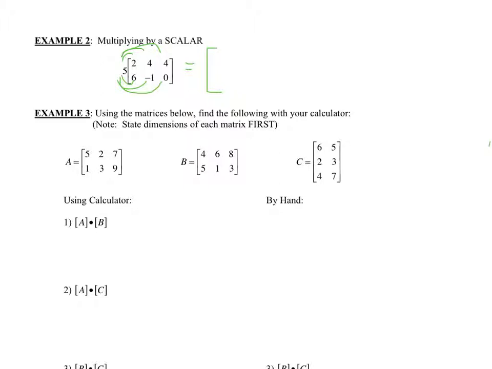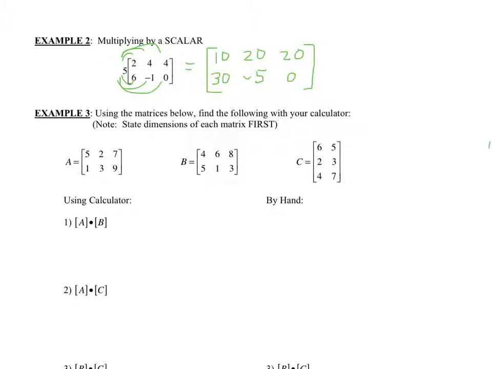5 times 2 gives us 10. 5 times 4 is 20. We have another 5 times 4, so that's going to go in row 1, column 3 of 20. 5 times 6, we get 30. 5 times negative 1 is negative 5. 5 times 0 is 0. Okay, and that's it. We're done. We can move on. Okay?